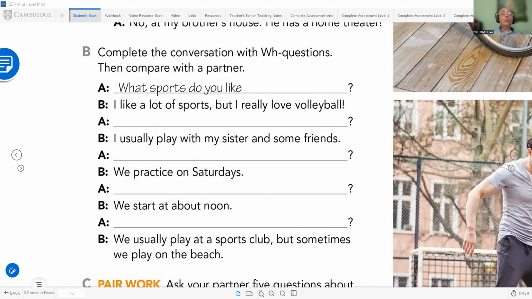Okay. Now we have the next exercise. The next exercise is a little bit more difficult. Now you have to write the full question. You have the answers, but you write the questions.